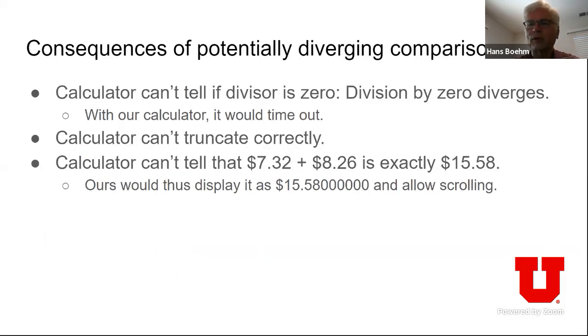So the consequences of having these potentially diverging comparisons in the calculator is that, well, even in simple cases, we can't identify domain errors. We can't identify that something is a division by 0. So what will happen in practice is the division itself will diverge, and it'll eventually time out, which isn't completely awful, but it's not good. The calculator can't truncate values correctly, which is annoying because scrolling looks funny if you can't do that. Probably the most serious problem here, somewhat surprisingly, is that if you try to use the calculator to add up your bar tab, you're going to get a strange looking answer that's technically correct, but not what you wanted. You're going to get lots of trailing zeros and the ability to scroll through an infinite number of trailing zeros at the end, which is not really desirable.